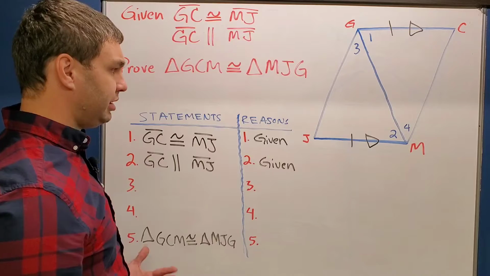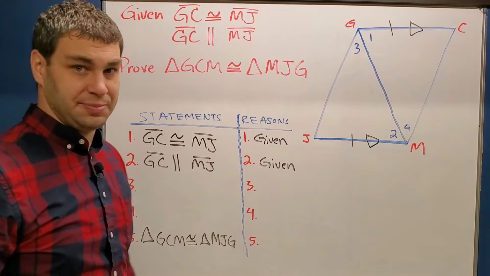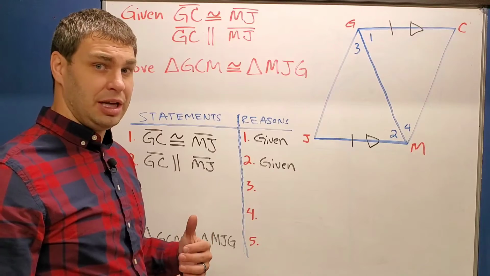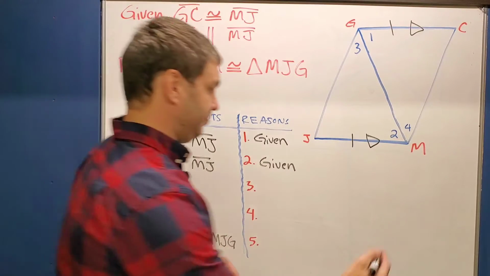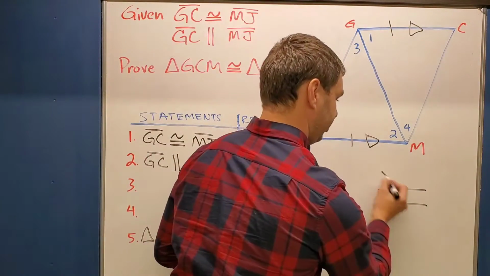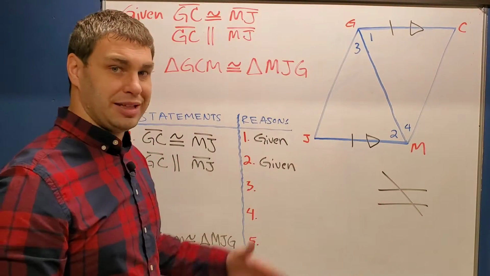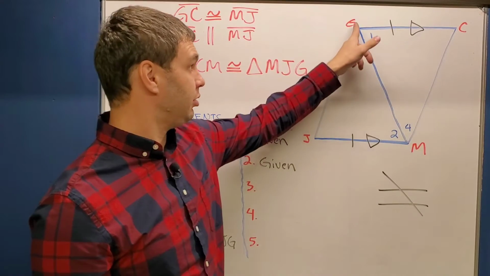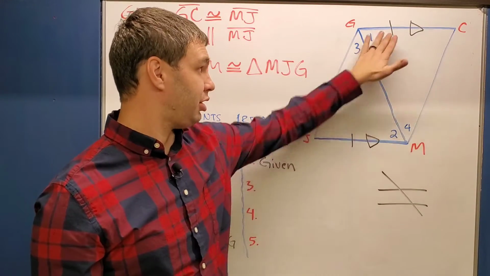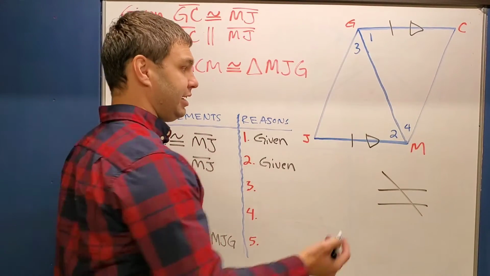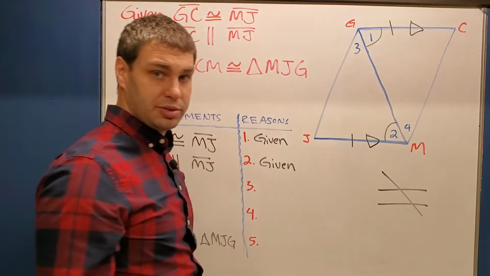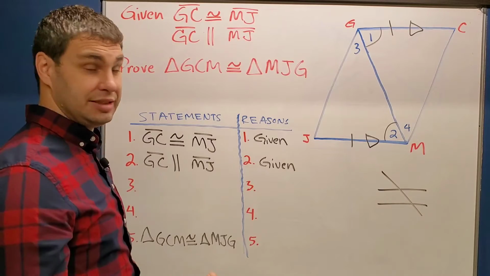So what does that really do for me? Well, when things are parallel and we're trying to prove triangles congruent, we have to remember that when we had two parallel lines with a transversal, a lot of times we had alternate interior angles, and that's going to be key here when we connect G with M. We're going to have those alternate interior angles. In fact, I could prove right away that angle 2 and angle 1 are congruent to each other for that very reason, alternate interior angles.